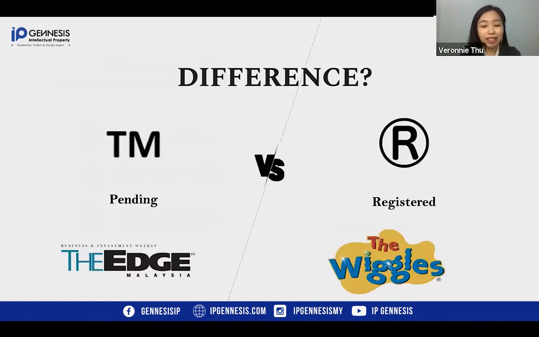So quite often you can see people using the TM sign and the R sign. Like the H is using the TM sign here, and the Wiggles is using the R sign here. So what is the difference between these signs actually? The difference is you can use the TM sign when you have filed an application, but it is still pending approval. This means that it has not been successfully registered yet. But you can use the R sign when the trademark is successfully registered.